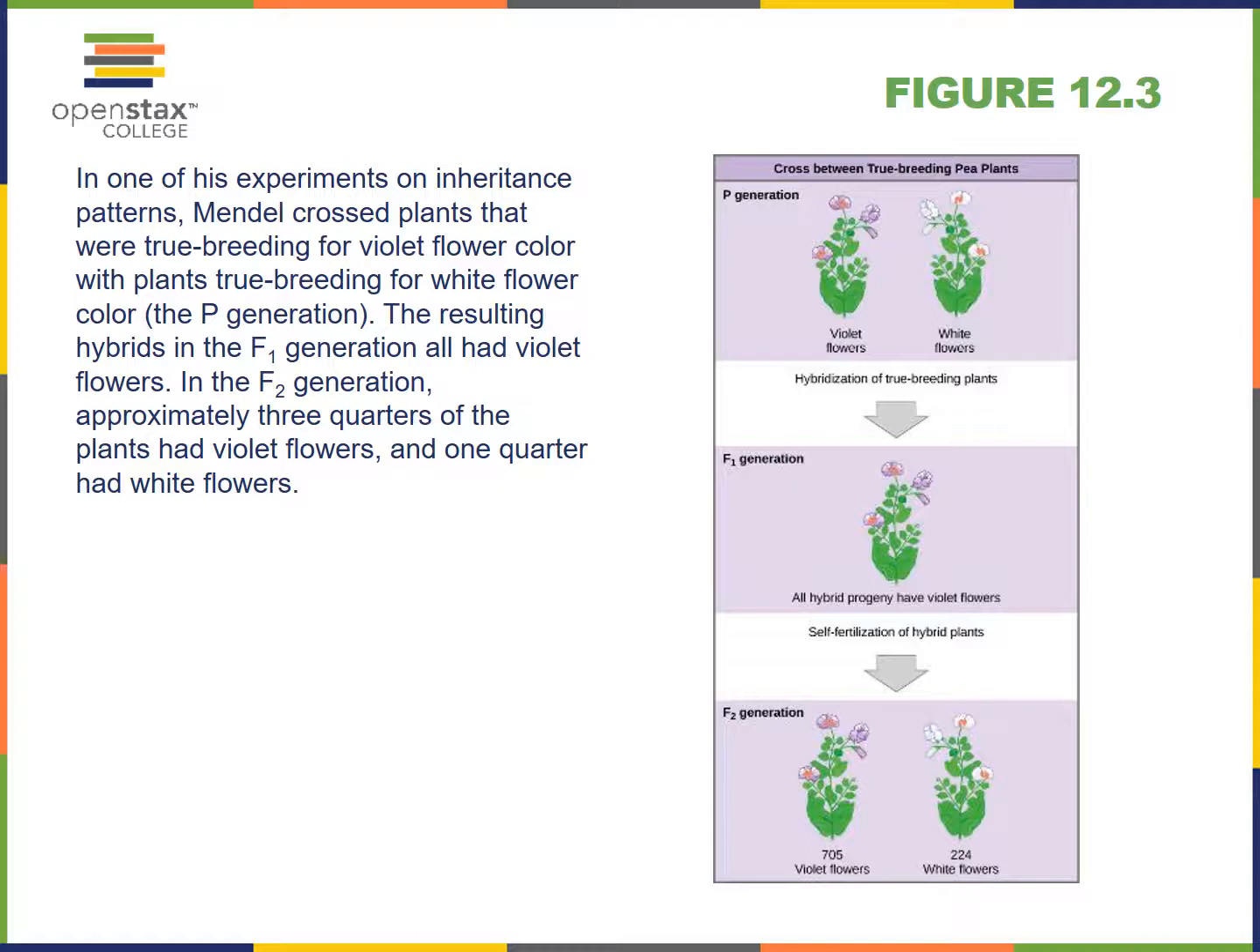And then he wanted to try to explain his data. If you look on page 325 in the textbook, it can show you several different traits he looked at and characteristics. A characteristic is like flower color.